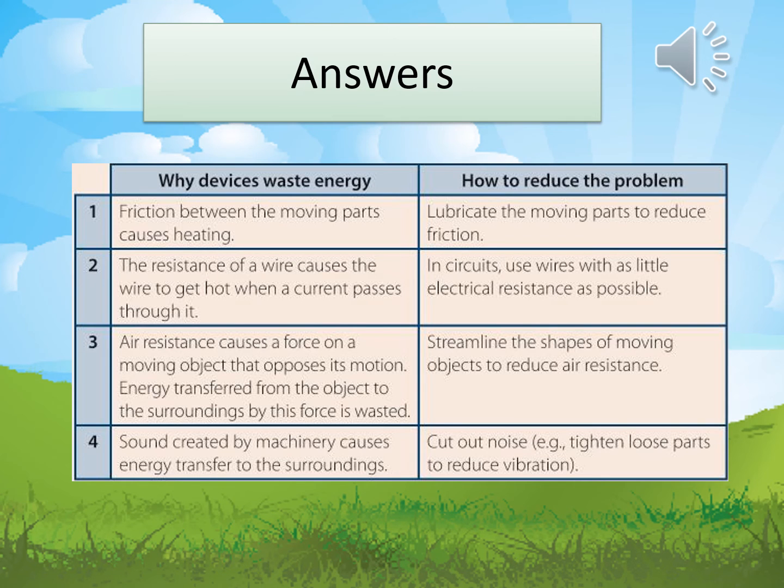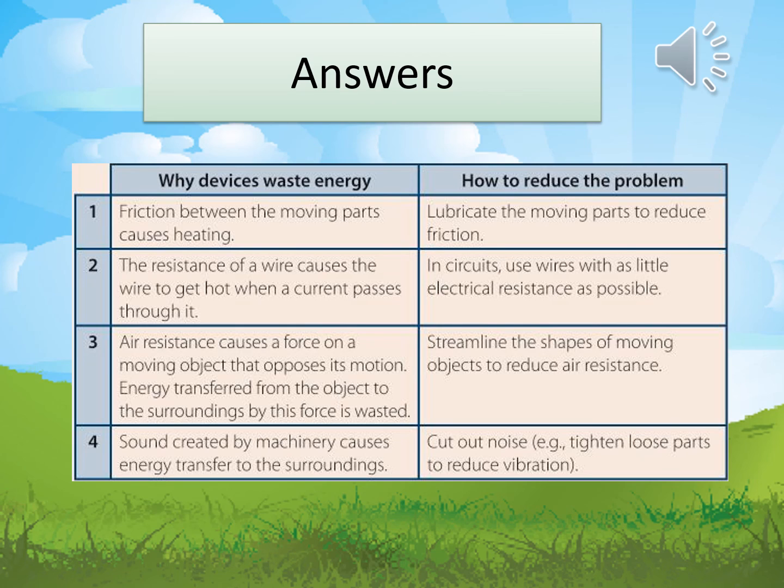Okay, so why would a device waste energy? It could be friction from the moving parts. It could be the resistance of a wire. So that covers our electricity GCSE topic. It could be air resistance, drag or friction. Or equally, it could be the sound created by machinery. So some cars or pieces of equipment, washing machine, for example, can be very noisy. Obviously, we don't turn a washing machine on to hear what it sounds like. So that is wasted energy.